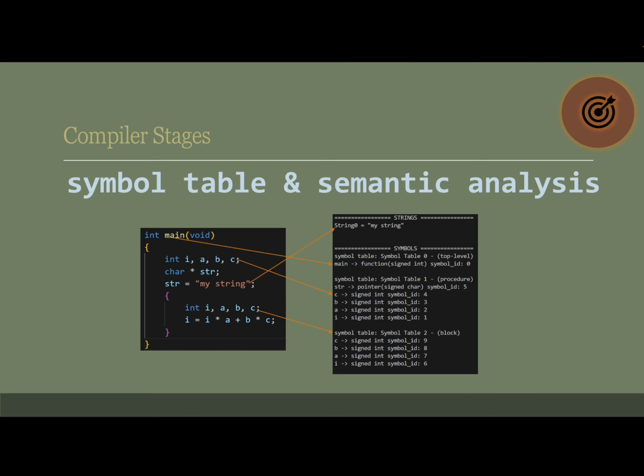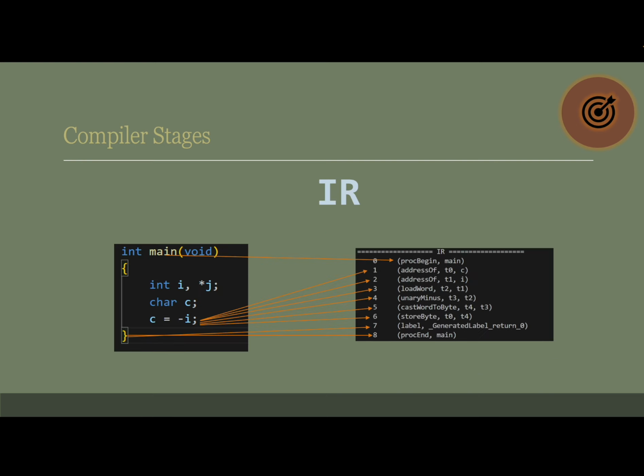Then the compiler uses the abstract syntax tree to create symbol tables and do a semantic analysis to make sure that the program is correct. Then intermediate representation code is generated. The IR code creates different steps that will eventually be converted into assembly instructions.